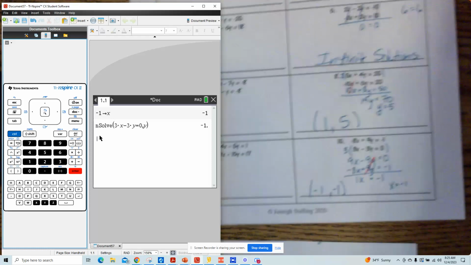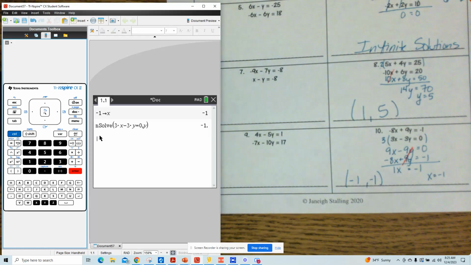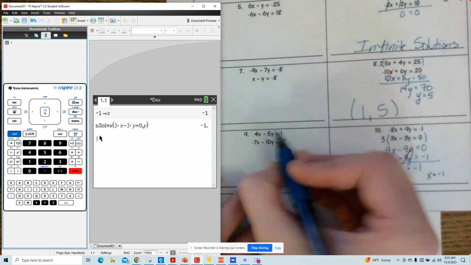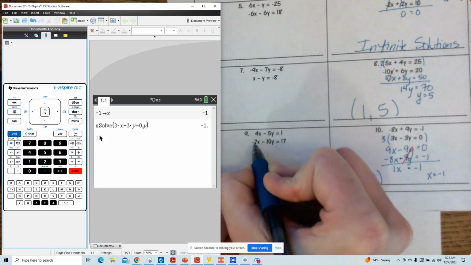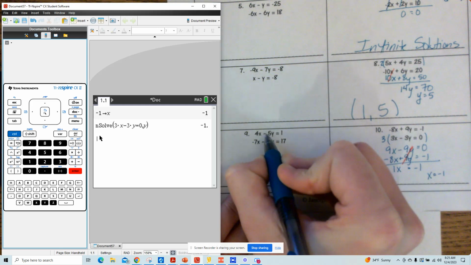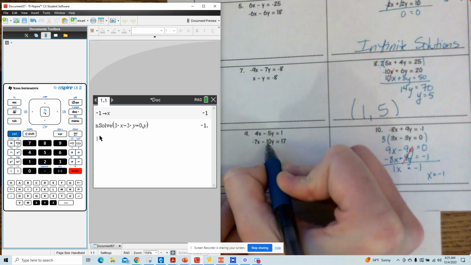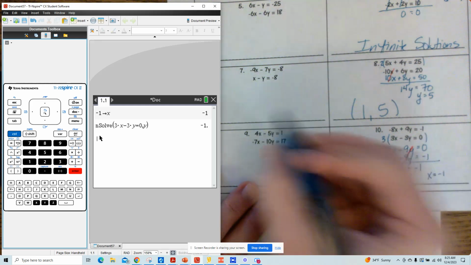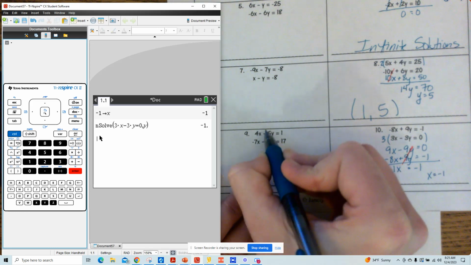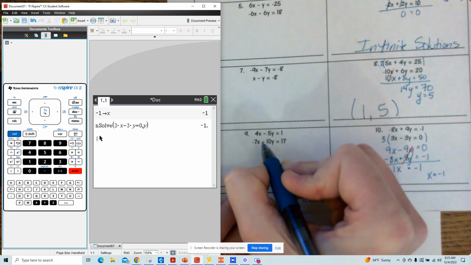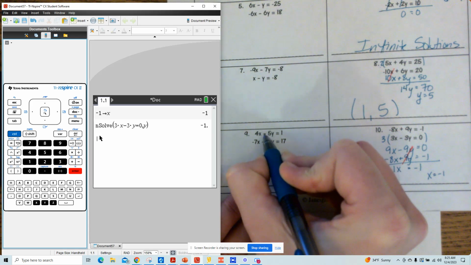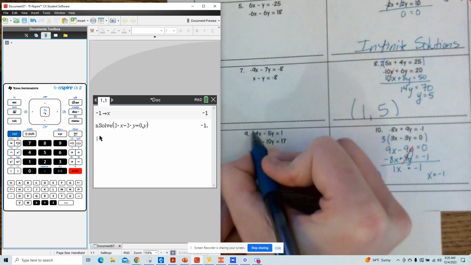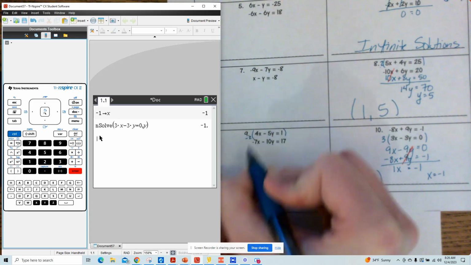Sometimes you don't just have to change the number, you have to change the sign. So is there anything that I can multiply 4 by to turn it into a 7? No. Is there anything I can multiply 5 by to turn it into a 10? Yes. But look, they're both negative. So I need one of those to be positive. If I've already got to change the 5, what can I multiply negative 5 by? Negative 2. So sometimes you've got to do both.